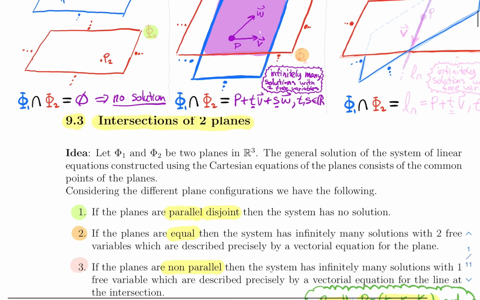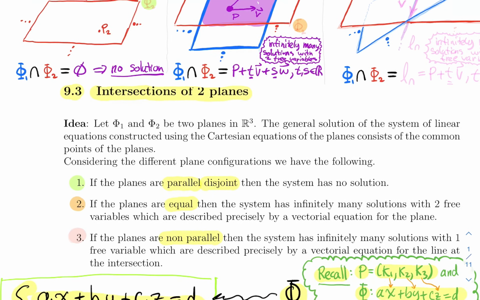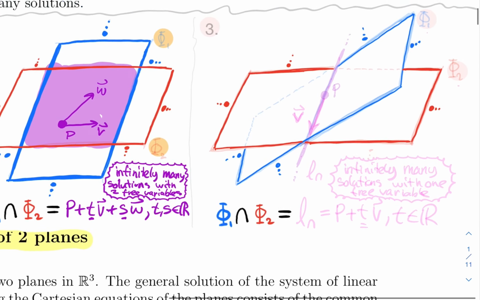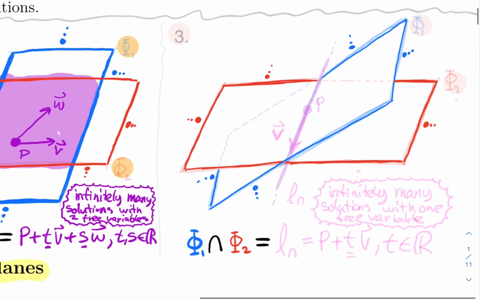So finally, what happens when we are in the third case, when the two planes are non-parallel? Let me just zoom in first. So case 3 here: I drew again phi1 in blue, phi2 in red. The two planes are non-parallel. Normally, in unit 1, when you have the two Cartesian equations, you check if two planes are non-parallel by checking if the two vectors, n1 and n2, are not multiples of each other.